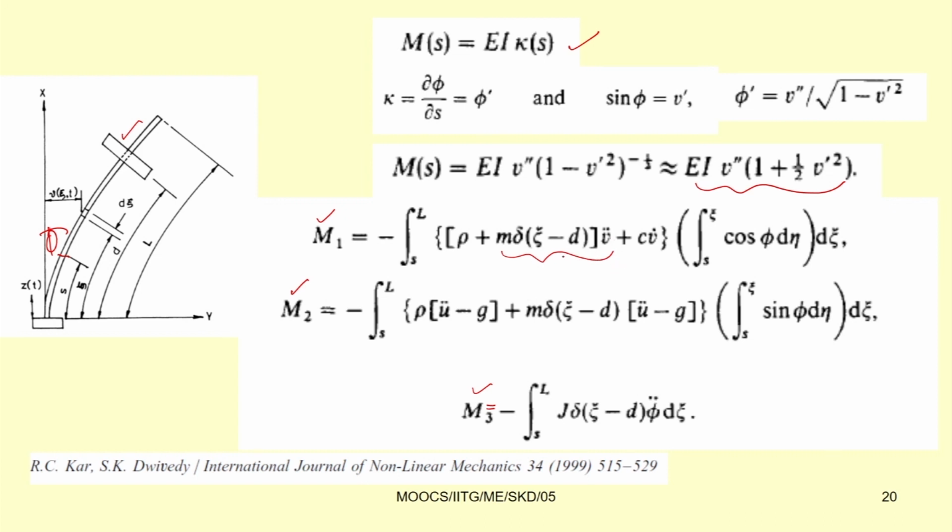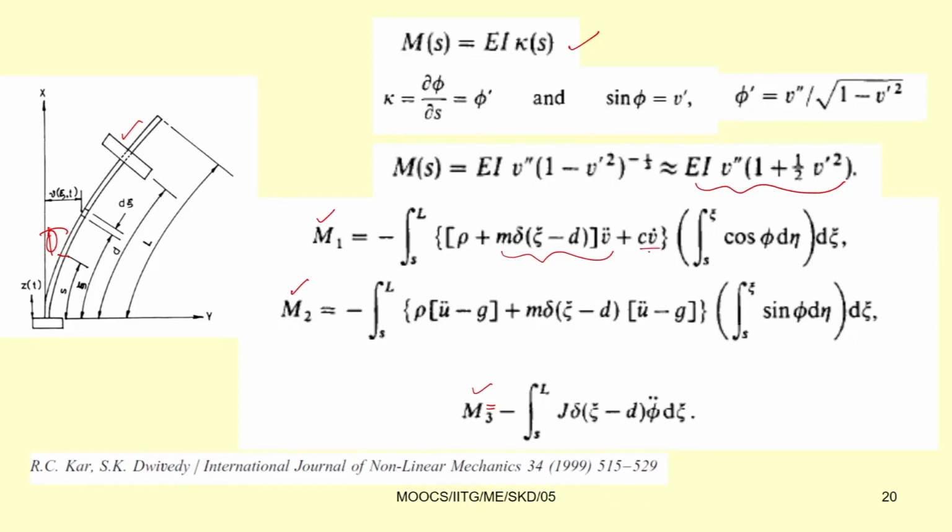So, this integration m delta zeta minus d v double dot equal to 0 when zeta not equal to d. When zeta equal to d only it will have a value, otherwise it is equal to 0. So, if we include damping also, by putting this damping C v dot, we can write this m1. Let us take the coefficient of damping in this transverse direction as C.